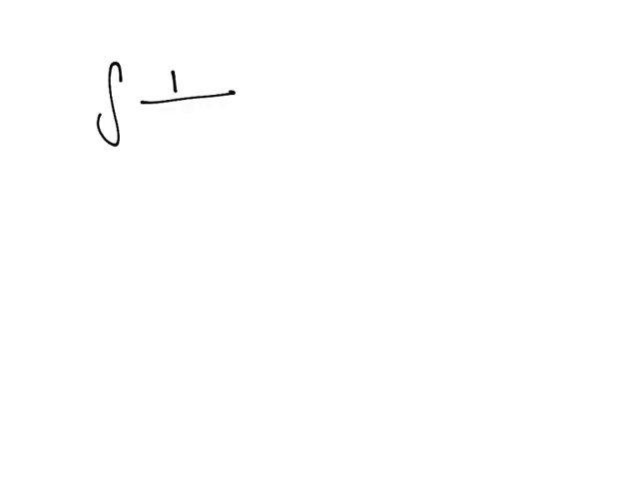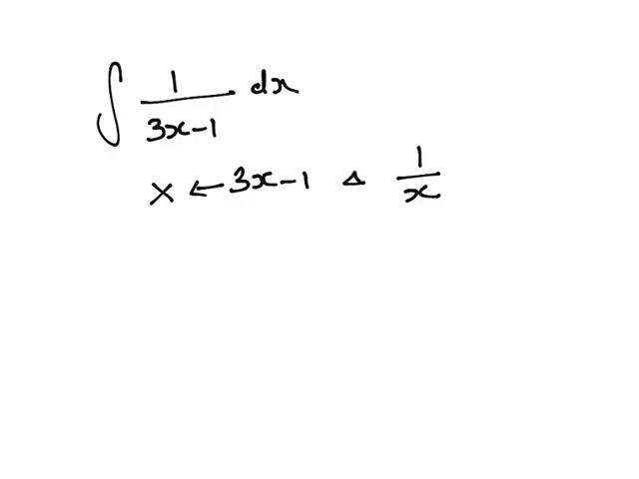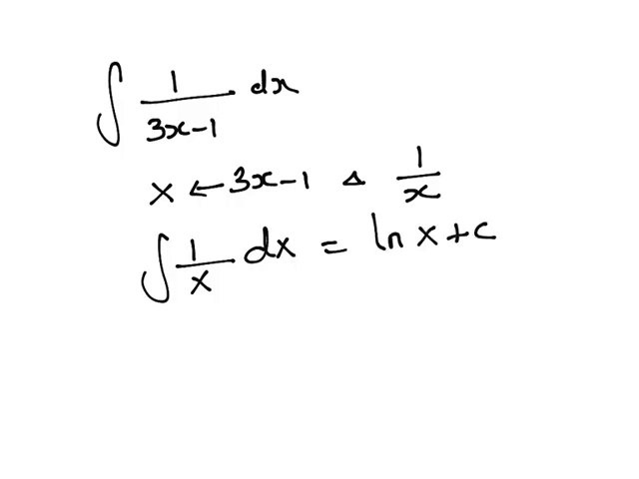Integral of 1 by 3x minus 1 dx. Okay, in this case, it's a combination of a linear function, that is 3x minus 1, and the reciprocal function 1 by x. So I'm going to consider this as, let us say, capital X. So I have integral 1 by x dx. So we know that integral of 1 by x is nothing but ln x plus c.